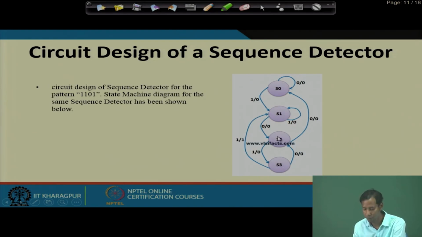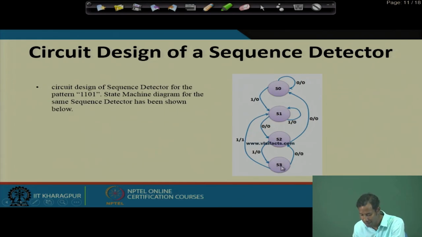Otherwise, if in S2 it is found that the bit is 0, then the pattern becomes 1 1 0 0, sorry, 1 0 0. That is not the pattern which we need, so it will again start finding from the beginning and come back to S0, then again look for 1, then 0, then 1. As in this particular S2, if I find that this is 1, it will go to the next state, which is S3.